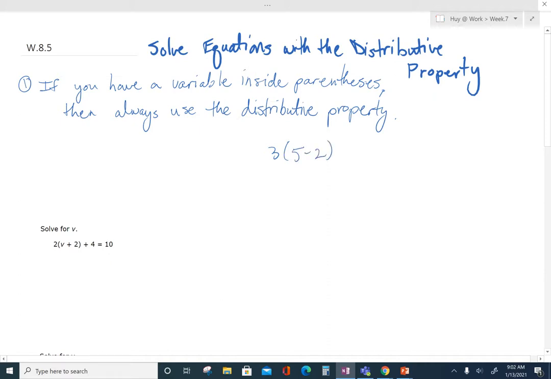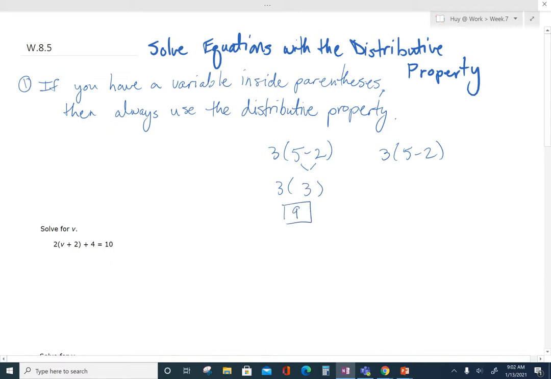All right, so in this example, you can solve it two ways. So I'm going to rewrite the problem and then show you both ways that it can be done, okay? So first way is you can solve what's inside the parentheses. 5 minus 2 is 3, and 3 times 3 is 9.